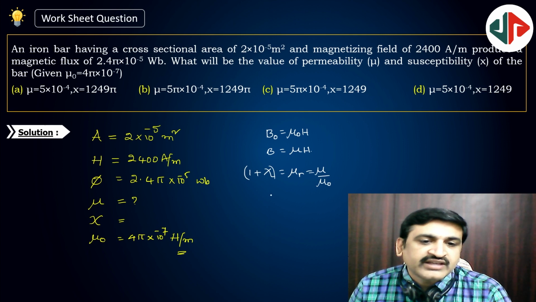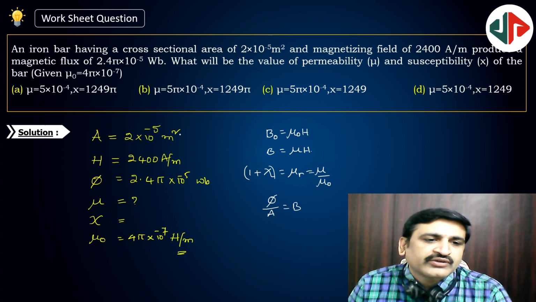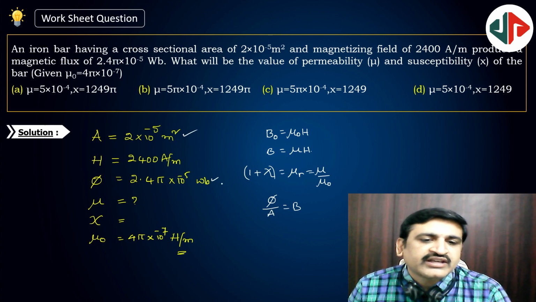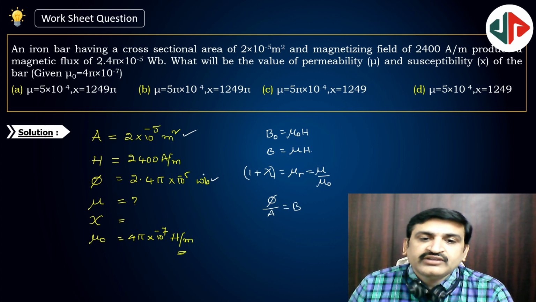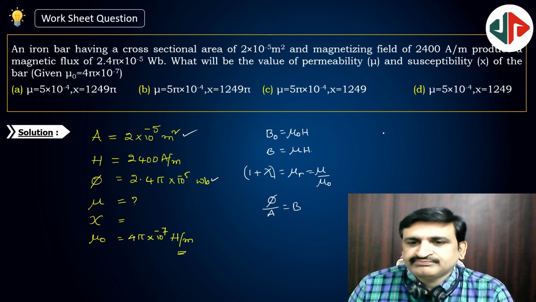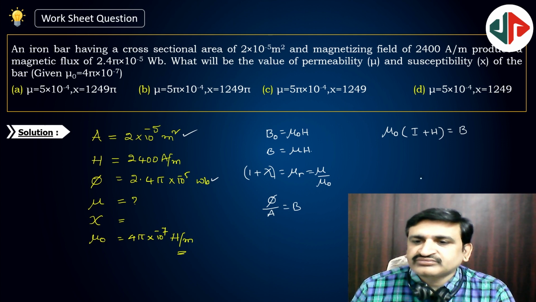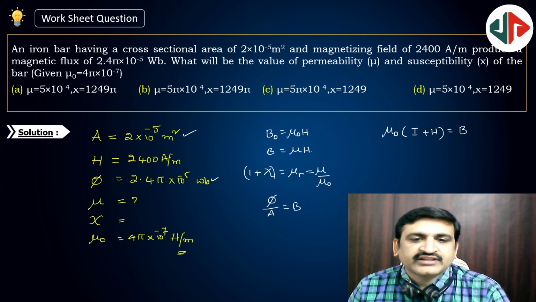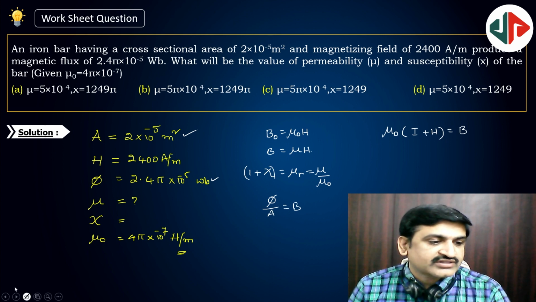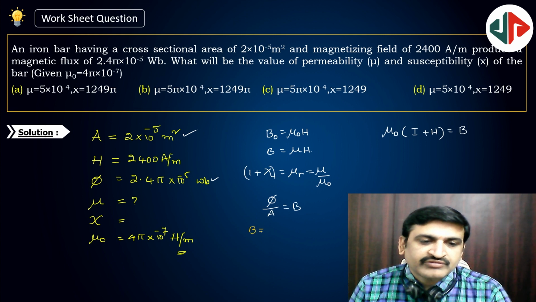Anything else? Phi by A is equal to B. So you have A, you have phi by A is equal to B, and mu naught H is equal to B naught. Also, mu naught into I plus H is equal to B, one more formula. So using all these things, one can attain whatever the required thing. Let us take another color for solving. B is equal to phi by A.